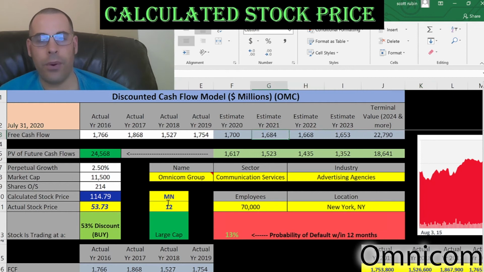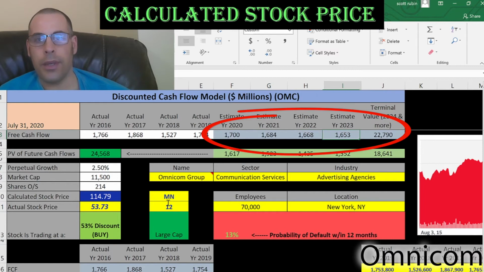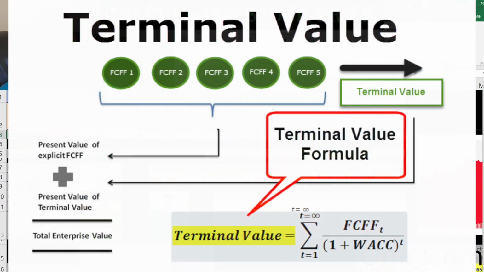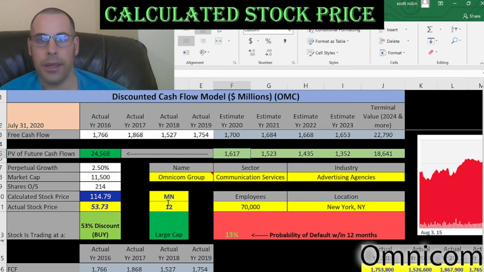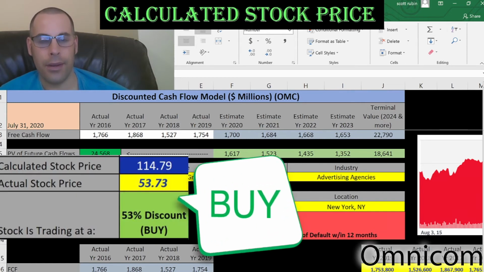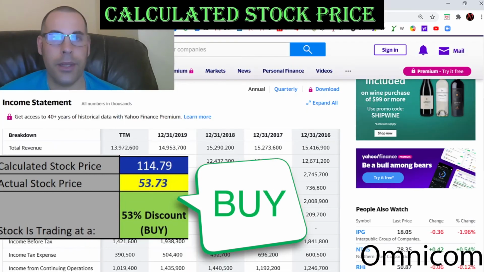So we estimated 4 years of future free cash flows. That's right up here in blue. We also estimated a terminal value, which is all cash flows past year 4. That's $22.8 billion. We discounted those numbers back to today using the weighted average cost of capital, which is here in green. And we get a value for the entire company of $25 billion. We divide that by 214 million shares. And we get an intrinsic stock price of $115. It's trading at 54, so it's trading at a 53% discount. So it's definitely a buy according to the model.